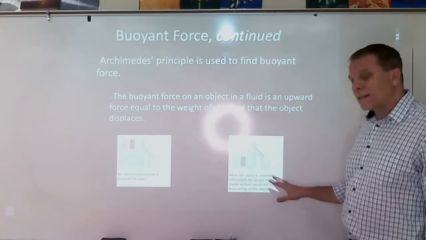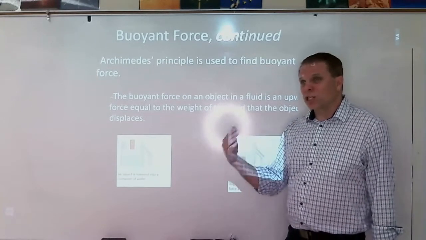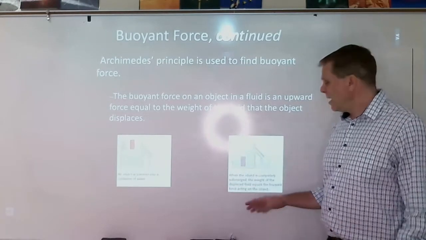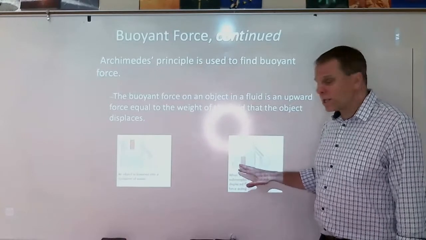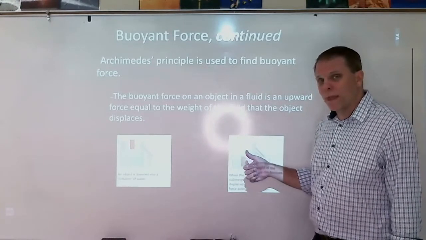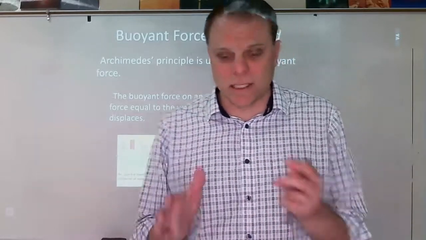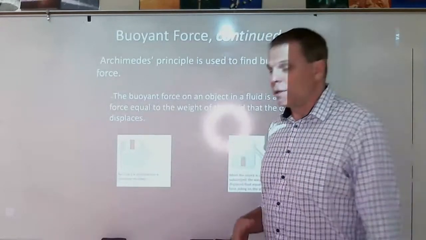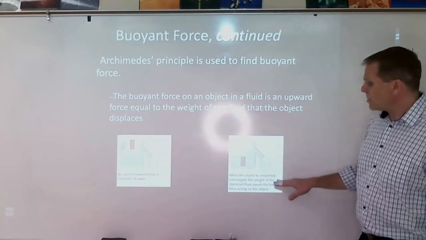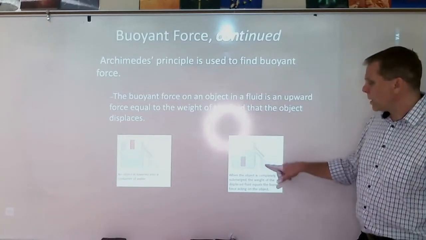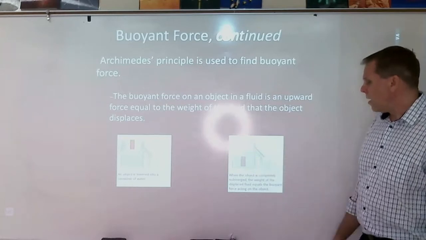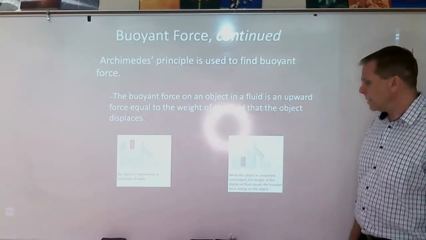And that's the way you can look at ships that float in the sea. The buoyant force is holding them up. If you were to compress the ship and not have any air inside and decrease its volume, all that steel would just sink it to the bottom, right? So when the object is completely submerged, the weight of the displaced fluid is equal to the weight of the buoyant force acting on the object.